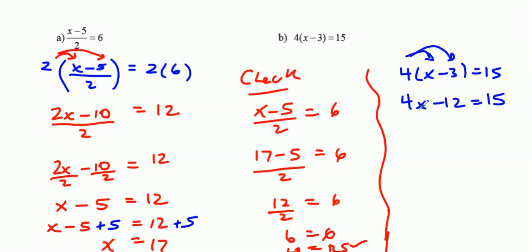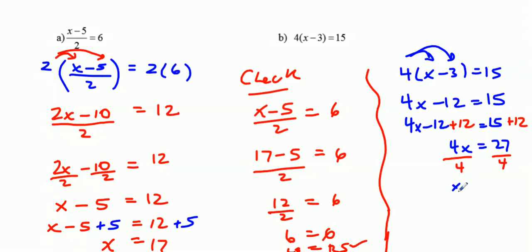And then we want to isolate the 4x, so we're going to add 12 to both sides, because right now there's a 12 that's being subtracted, and we have to do the inverse operation. So here we go. 4x minus 12 plus 12 equals 15 plus 12. All right, so then we're going to end up with 4x equals 27, and the x is being multiplied now by 4, so the opposite operation of that is dividing by 4.